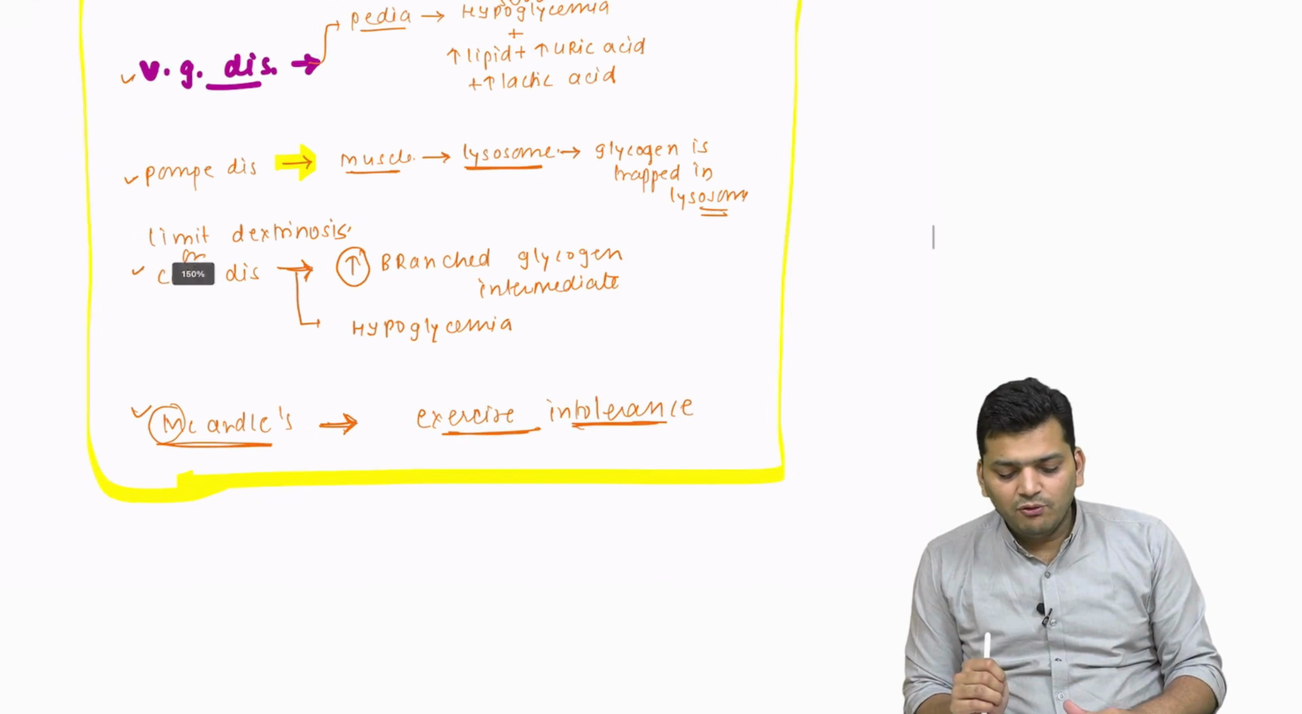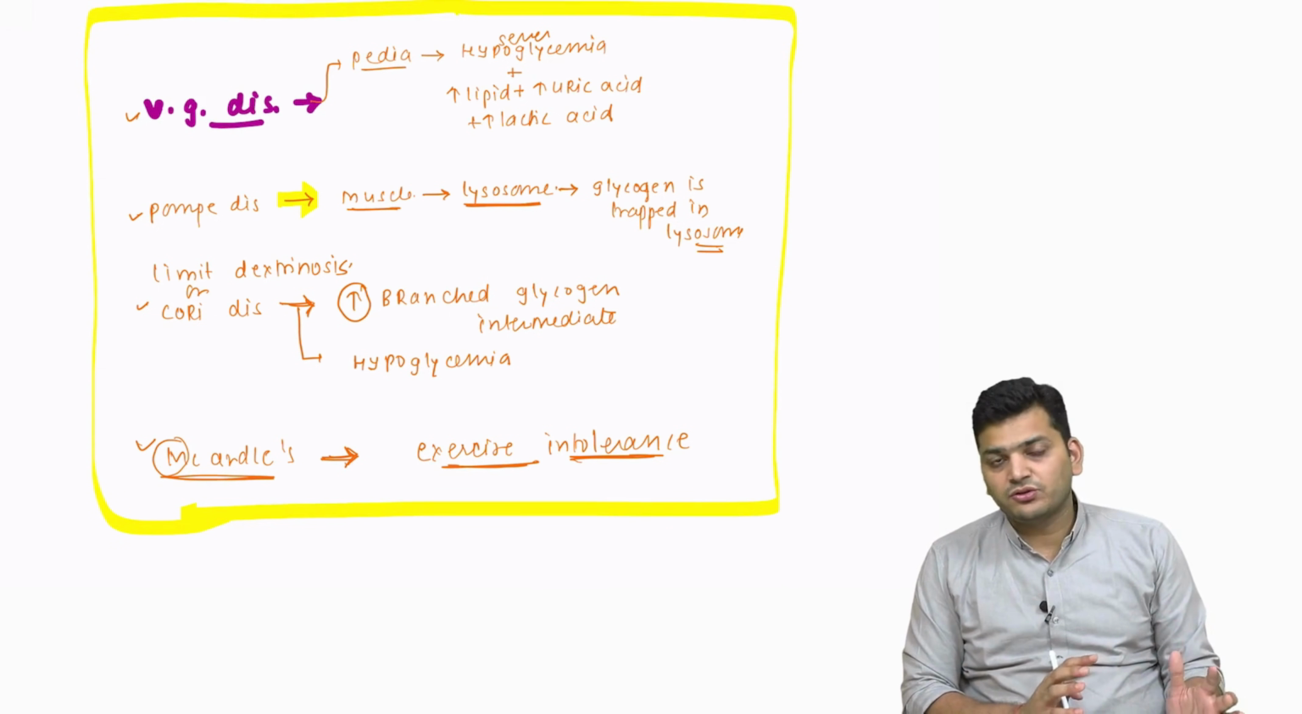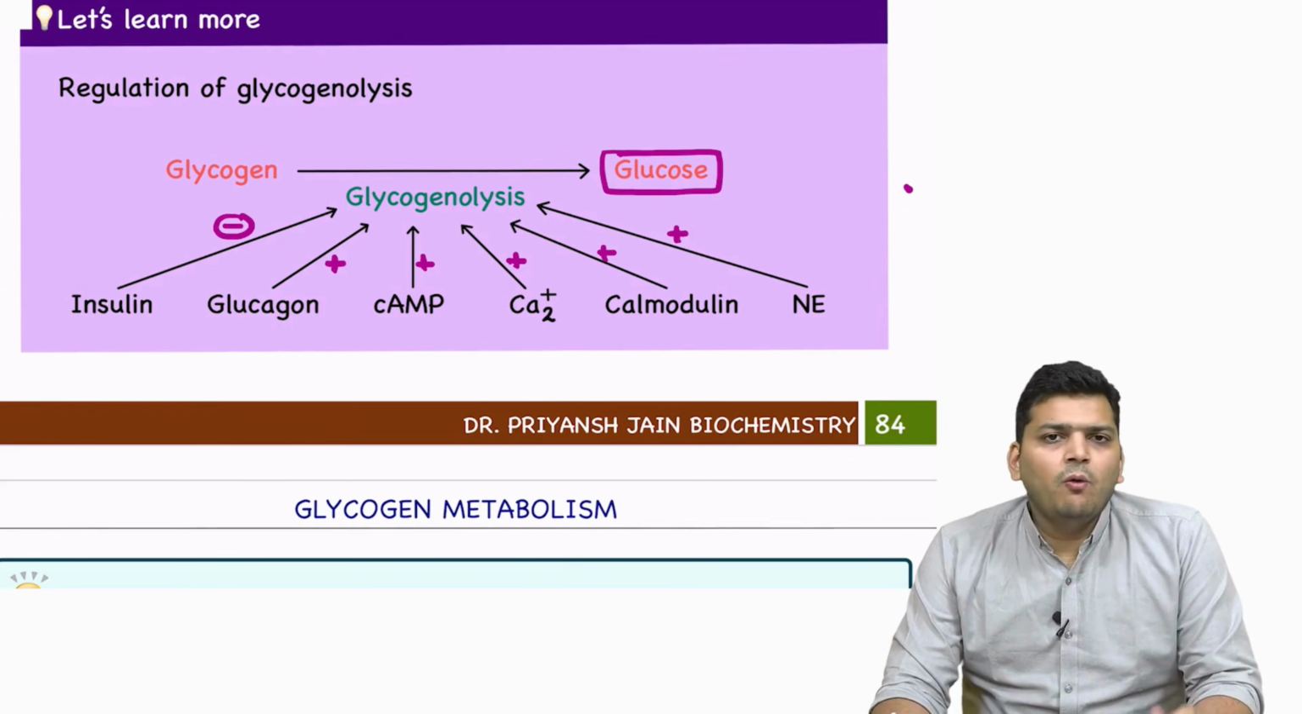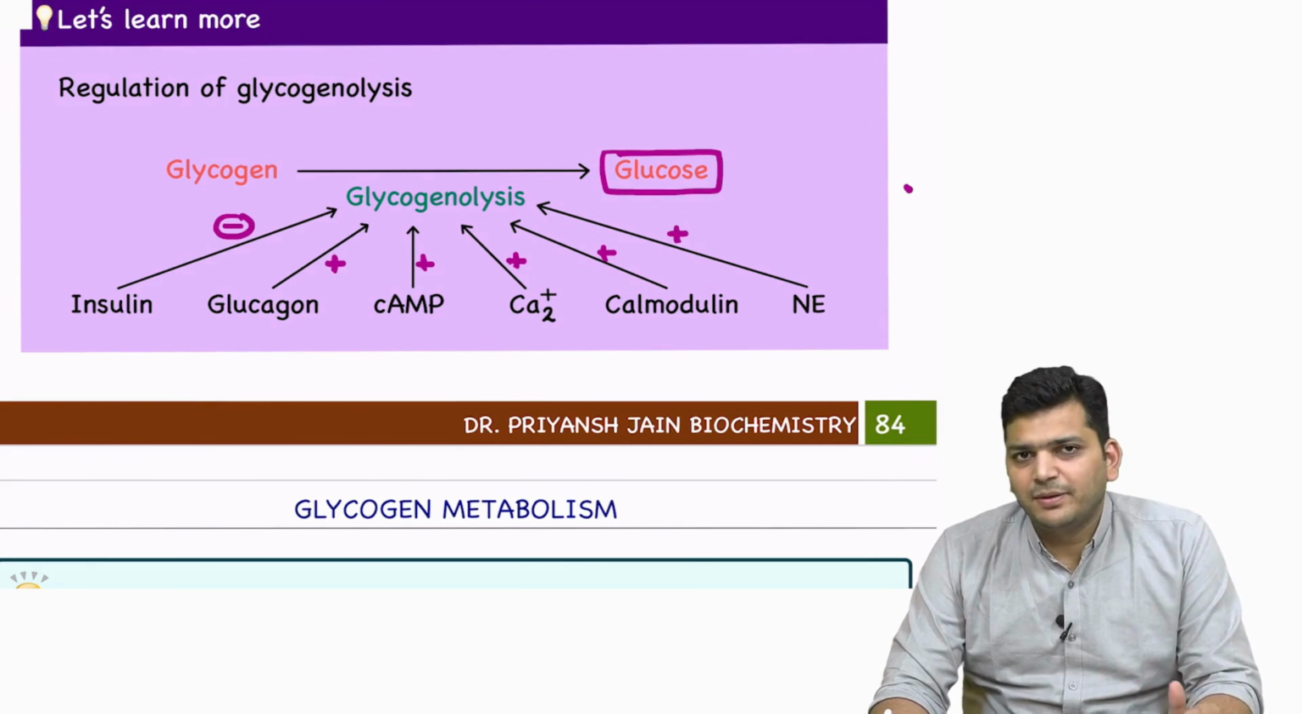So these are the four important ones out of all the glycogen storage diseases. These are the most important glycogen storage diseases that you must remember. Then how are we going to regulate glycogenolysis? How do we regulate the breakdown of the glycogen?